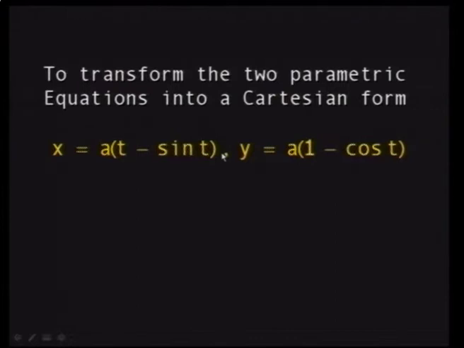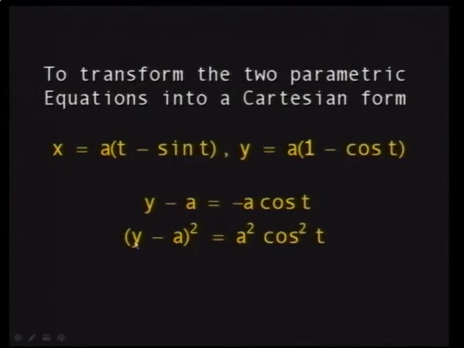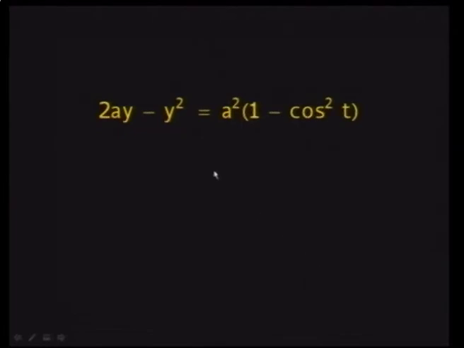For example, to see this, we want to witness how complicated the steps are in which we seek to transform this equation into an implicit one. First of all, we expand this. You have y minus a is equal to minus a cosine t. Then we square both sides. Then we expand (y minus a) squared to obtain y squared plus a squared minus 2ay is equal to a squared cosine squared t. And then we get a squared minus a squared cosine squared t on the right hand side, and the remainder 2ay minus y squared.